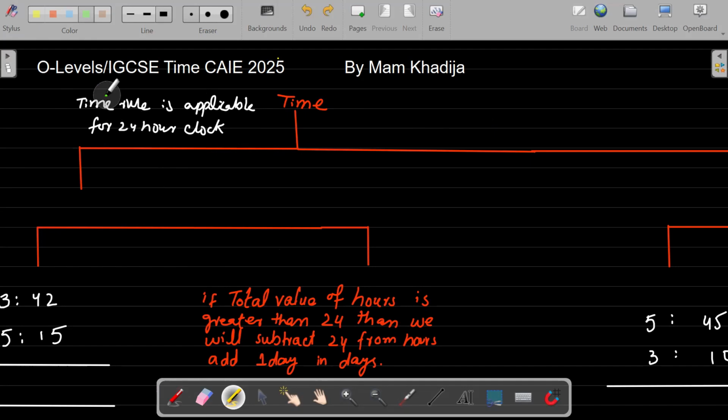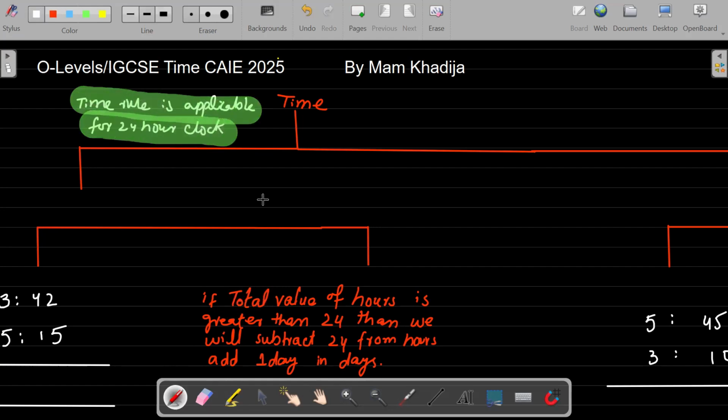Students were finding problems in solving the questions related to time. So I have made a rule, and that rule is applicable for the 24-hour clock. I will tell you the rule as well. Time questions come in P1. They are almost 2 to 3 mark questions. Maximum marks will be 3.